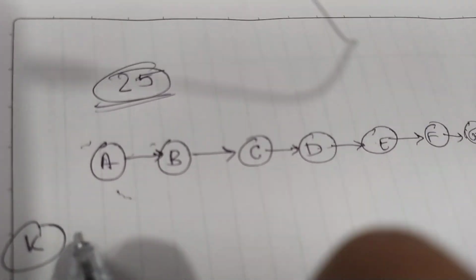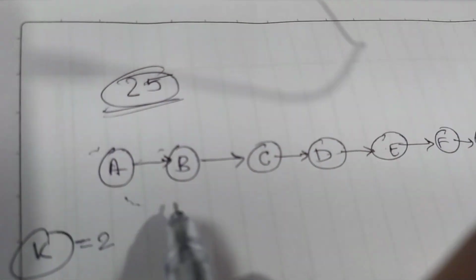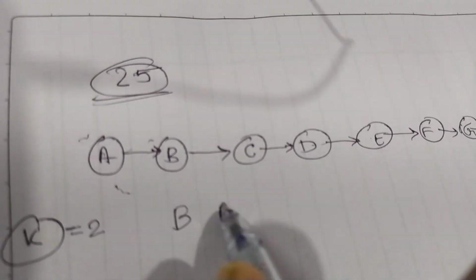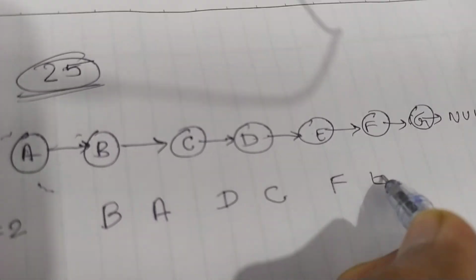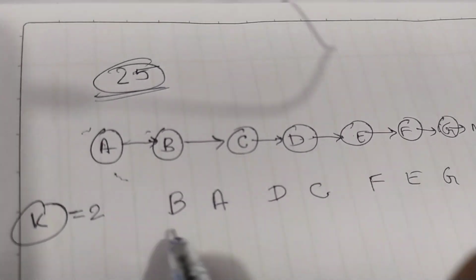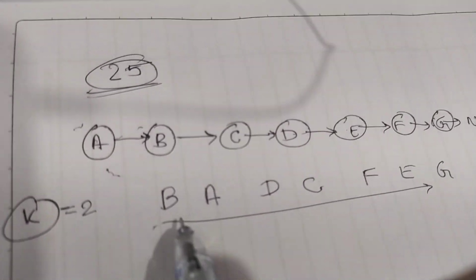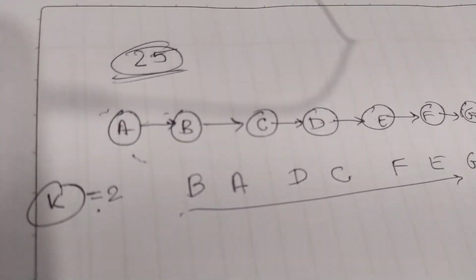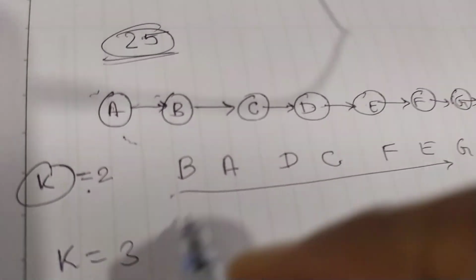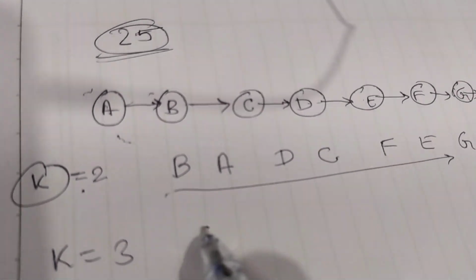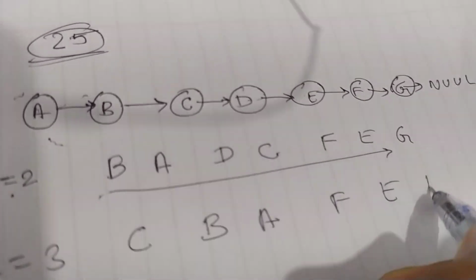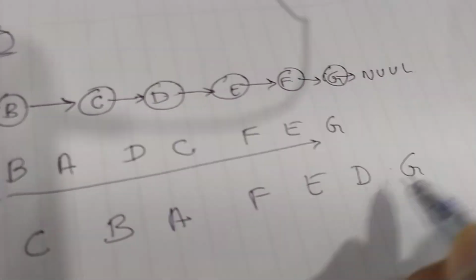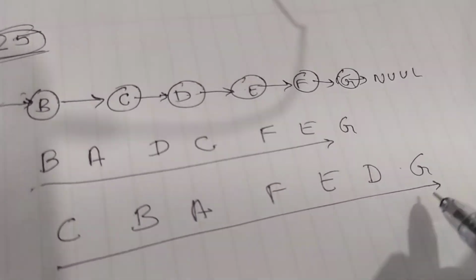Let's suppose for a value k equal to 2, what we need to return is BA, DC, FEG. This will be the order of our linked list if k is equal to 2. If k is equal to 3, then we need to return C, B, A, F, E, D, G. This will become the order.